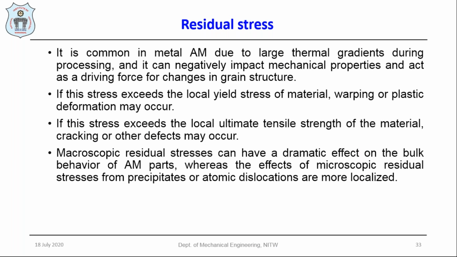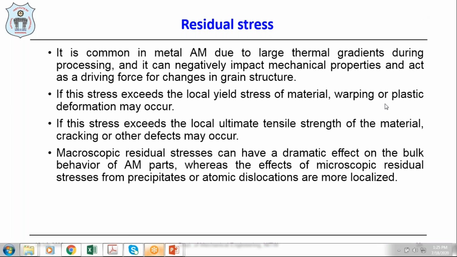And another thing is the residual stresses. This is a common defect, a common drawback in metallurgy manufactured components. That is because of the thermal gradient during the processing, and it can negatively impact the mechanical properties. If the residual stresses are high, definitely it is going to affect the mechanical properties and the driving forces challenging the grain structure of the components.